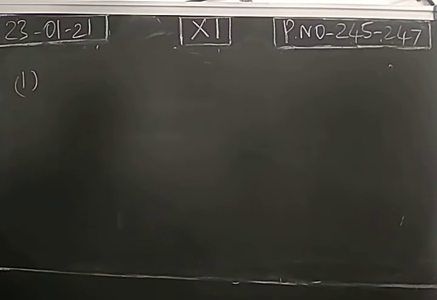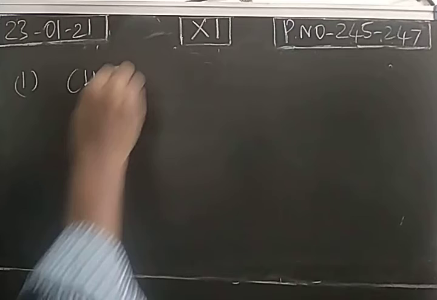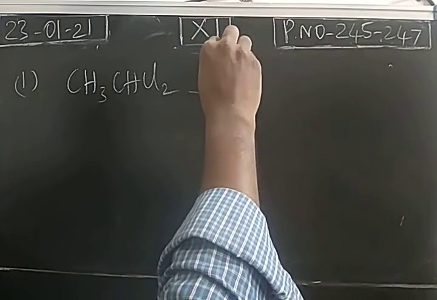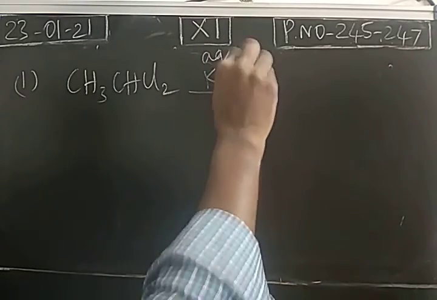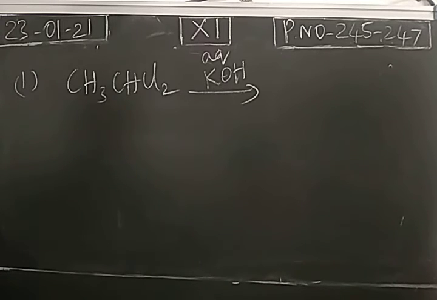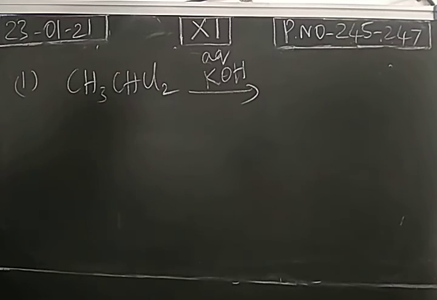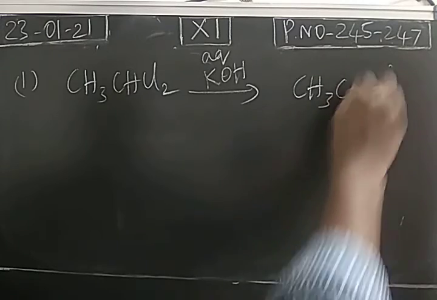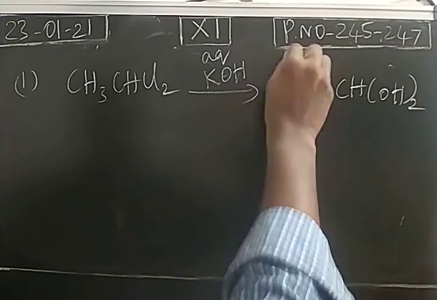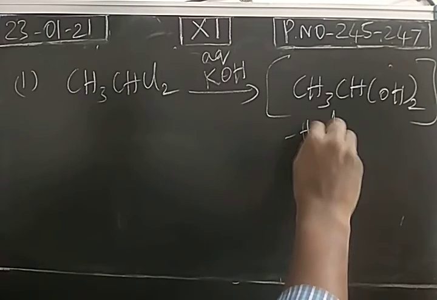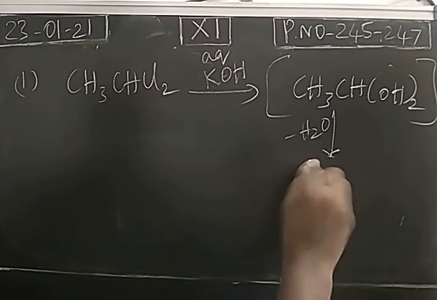First one, hydrolysis process. We can do hydrolysis of gem dihalide as well as vicinal dihalide using aqueous potassium hydroxide. Potassium hydroxide is dissolved in water, so the base is an aqueous solution. When we do this, we will get a carbonyl compound. First an intermediate will be formed. This is unstable in nature. Next, with the liberation of water, we will get acetaldehyde.